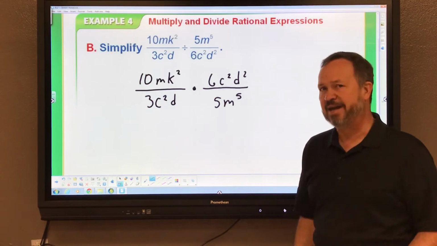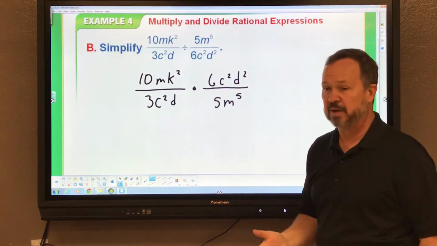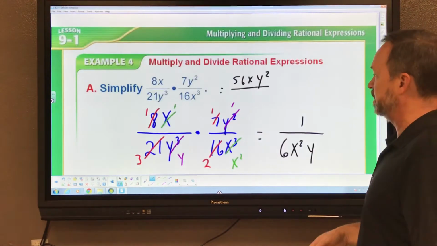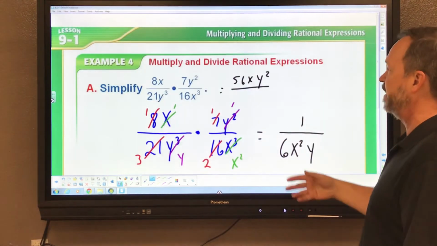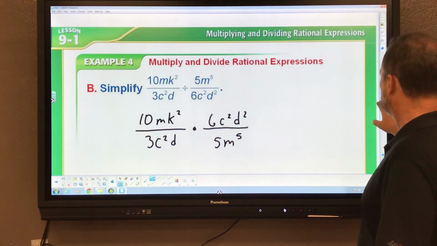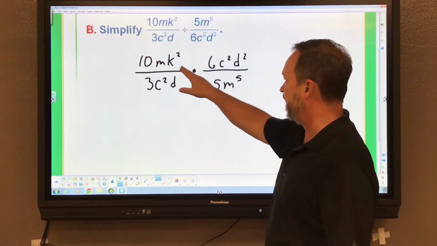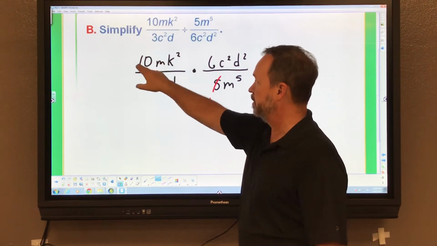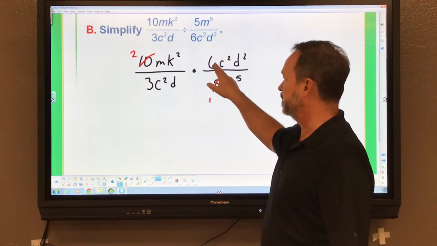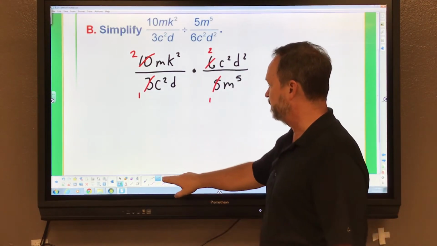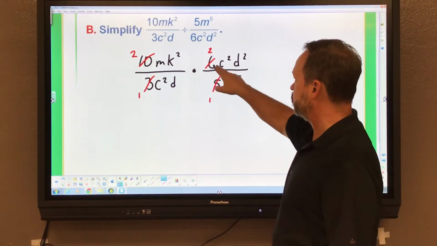After you've done that little dancey step, the rest of it is just like what we just did, because you're multiplying fractions. So we're multiplying fractions, and we look for things to cross cancel. And you can see the 10 and the 5, hopefully. You see that pretty easy, the 10 and the 5. And the 3 and the 6, both of them divide by 3. And then you might go further and see that the c squares cancel.